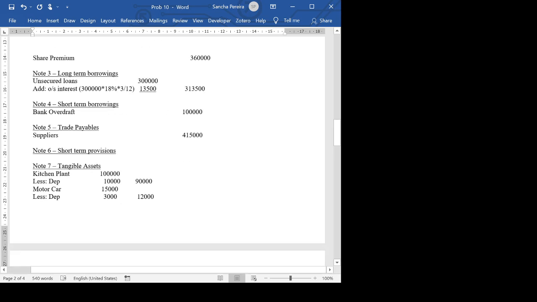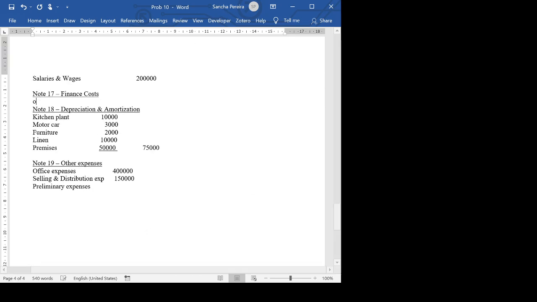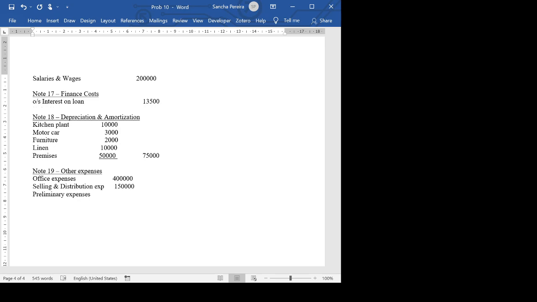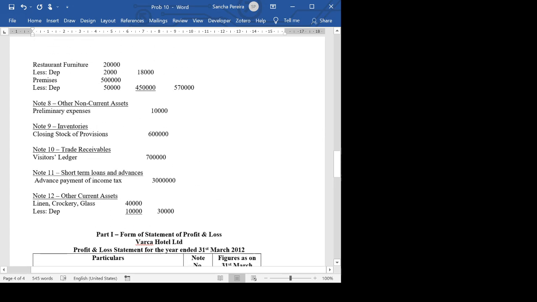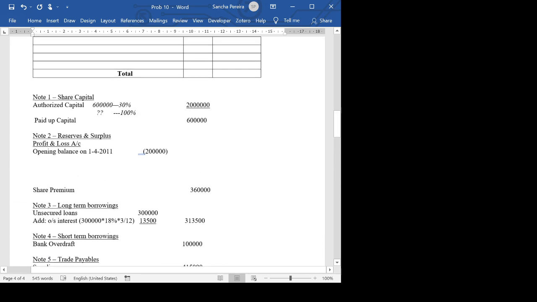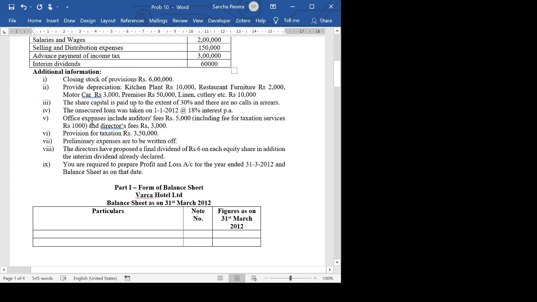This 13,500 will also figure in our finance costs. Outstanding interest on loan 13,500. That's the only item that we have. If there are any questions, we can have a discussion a little later, or if it's really urgent, you can stop me and ask. Office expenses, I said this is just for information. We don't need to mention this anyway. If you want, you can mention it in office expenses itself.